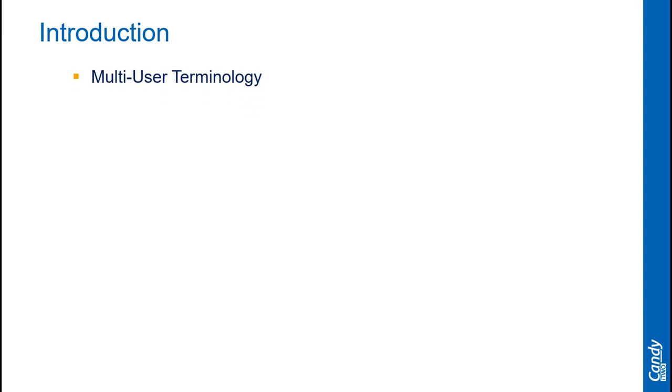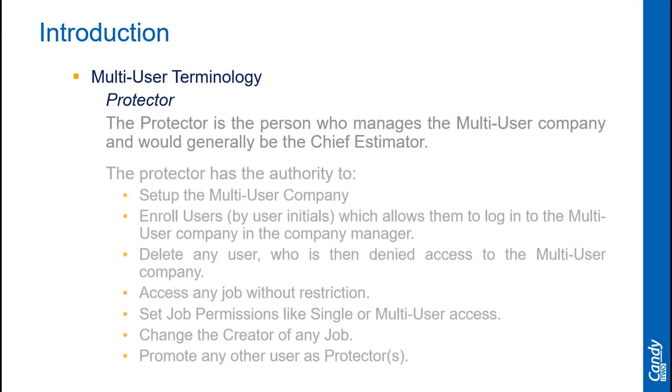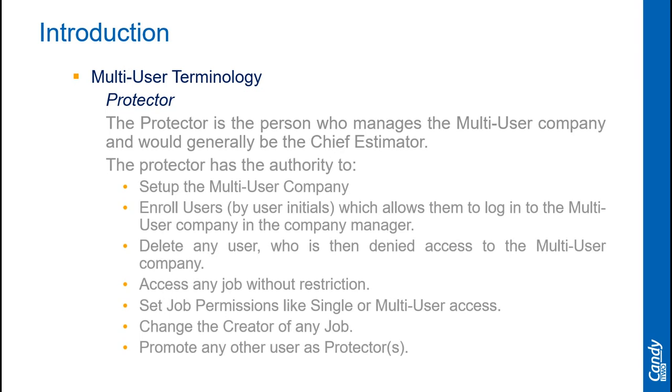Right, so once we understand the multi-user design, you'd say, okay, tell me who are the users who have access to the multi-user company. There are 3 categories of users. Category 1, the super user, the protector. Who is the protector? The protector is the person who manages the multi-user company, the functional owner, and would generally be the chief estimator or the managing QS. So what authority does the protector have, and what are the functions of the protector?